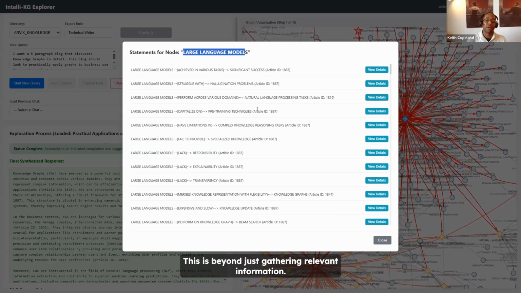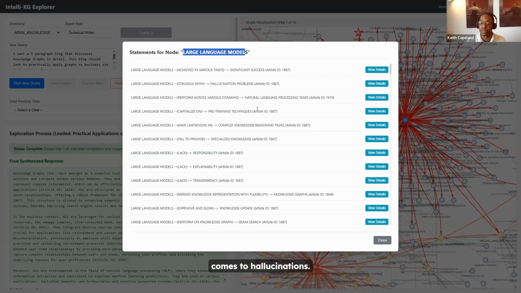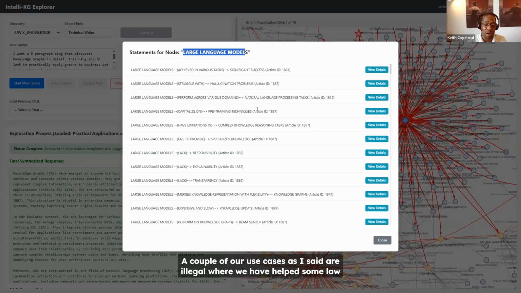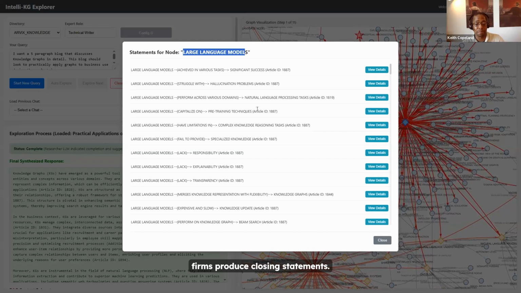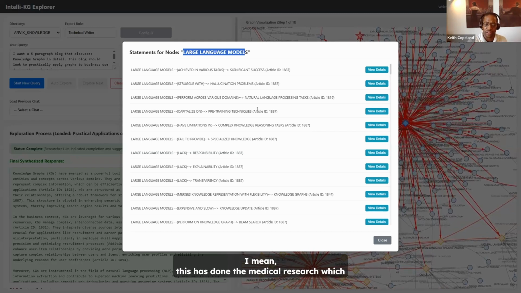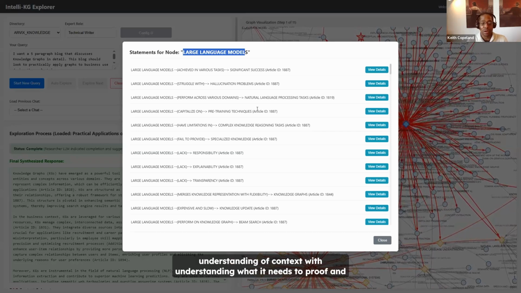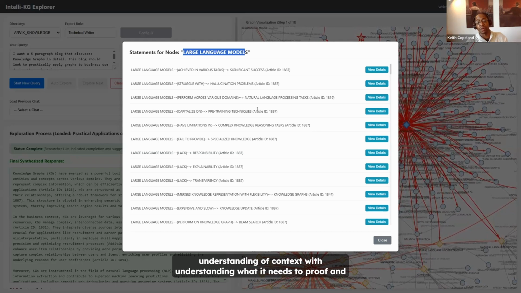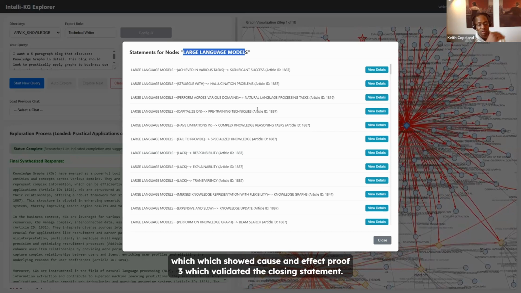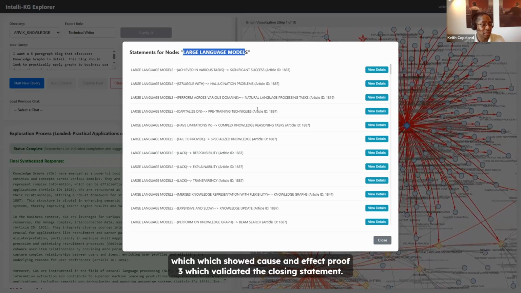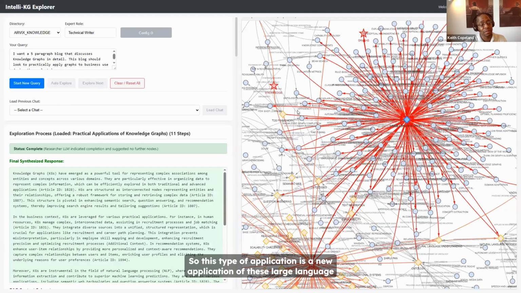This is beyond just gathering relevant information. This is strictly factual, which really does a unique thing when it comes to hallucinations. A couple of our use cases, as I said, are in legal, where we have helped some law firms produce closing statements. And this has done the medical research, which I could show you as an example, through 6 or 7 medical documents with an understanding of context, with understanding what it needs to prove. And it's gone through and made proof 1, which validated proof 2, which showed cause and effect for proof 3, which validated the closing statement. So this type of application is a new application of these large language models.